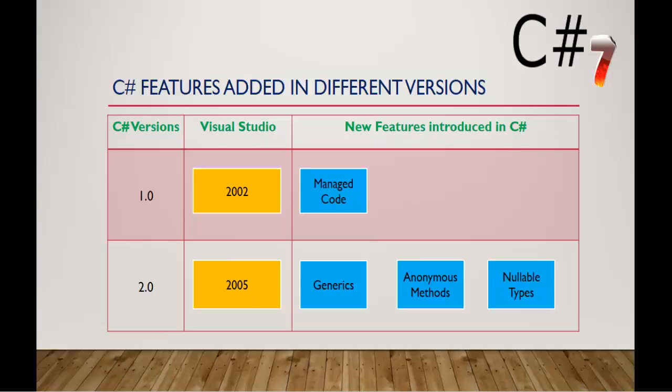Right now we are going to understand each version and the features present in it. The first version of C Sharp was released with Visual Studio 2002, and it came up with the feature called Managed Code. Since it is the first version, it brought all the things a basic programming language should have, and they called it Managed Code. C Sharp version 2 was released with Visual Studio 2005, and it came up with worthful features like generics, anonymous methods, and nullable types. So these are the features present in C Sharp version 1 and 2.